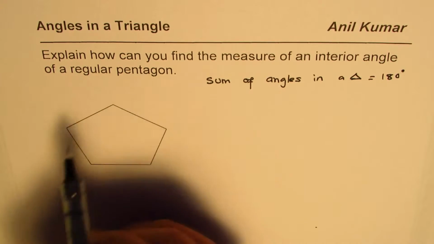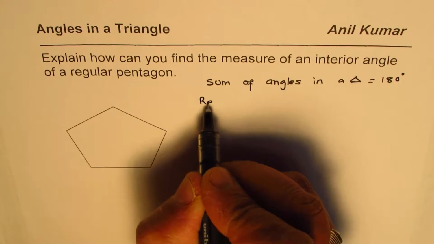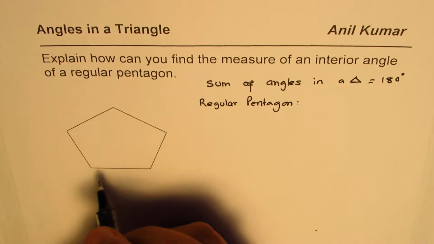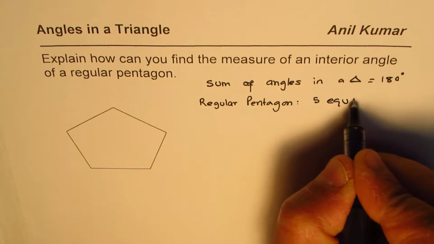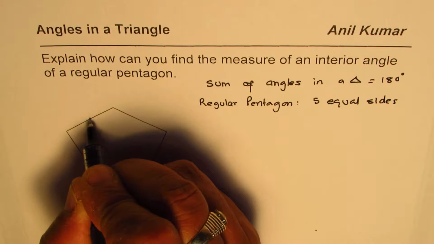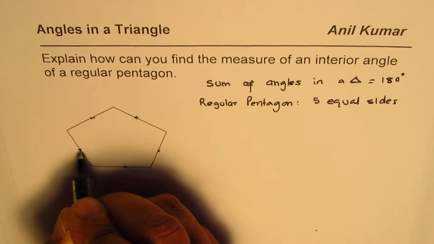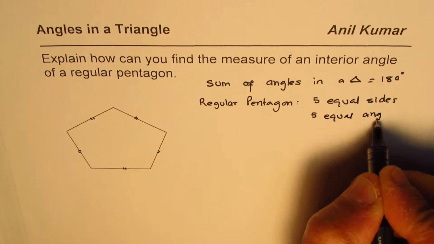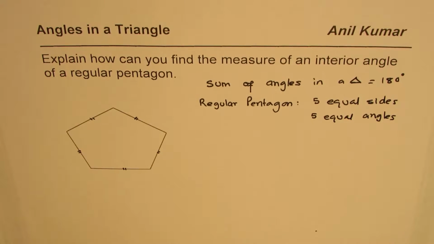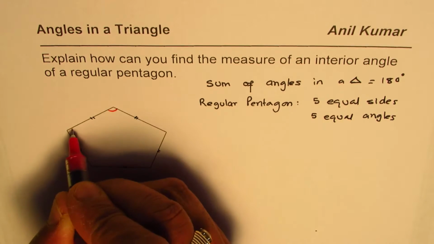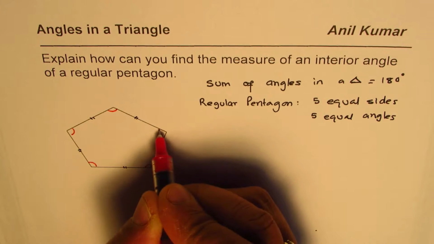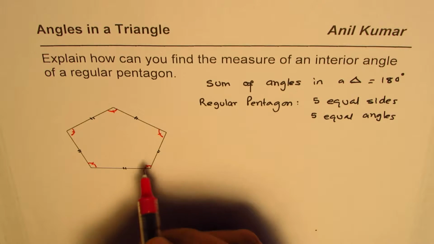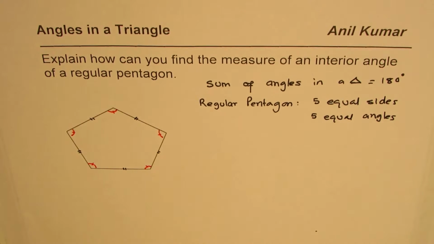Now when we talk about a regular pentagon, it means we have 5 sides. So what is a regular pentagon? A regular pentagon is a figure shown here which has 5 equal sides. So all these sides are equal, right? Now when all sides are equal, it also has 5 equal interior angles. All these angles inside are also equal. There are 5 of these, and all 5 of them are equal angles. What we need to find is the measure of one of these. So that is the question for us. How do we find it?